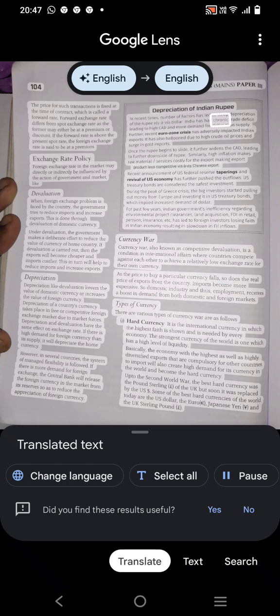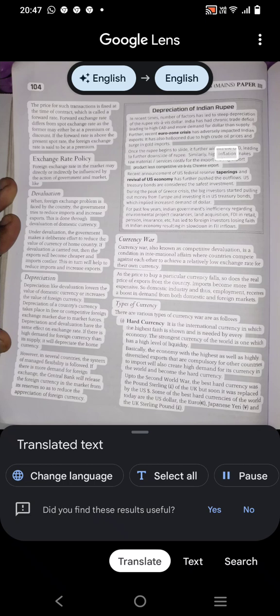India has had a chronic trade deficit leading to a high CAD and more demand for dollars than supply. Further, the recent Eurozone crisis has adversely impacted Indian exports. The CAD has also ballooned due to high crude oil prices and a surge in gold imports. Once the rupee begins to slide, it further widens the CAD, leading to further downslide of the rupee.